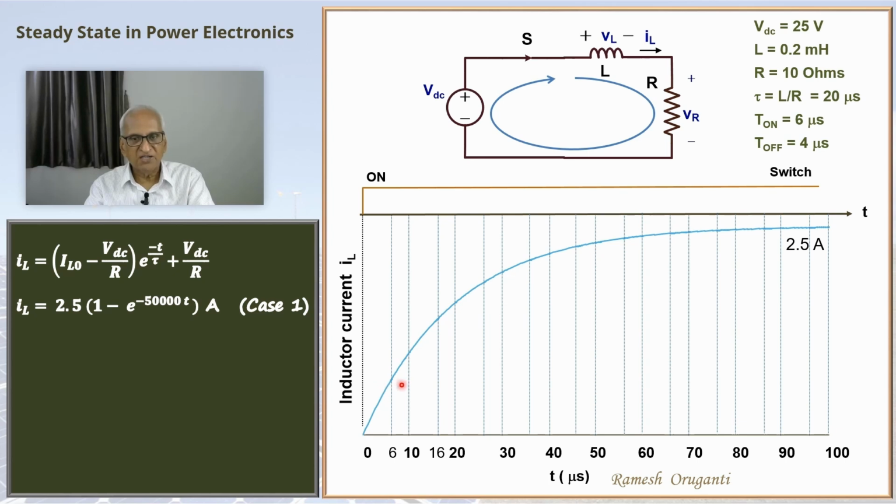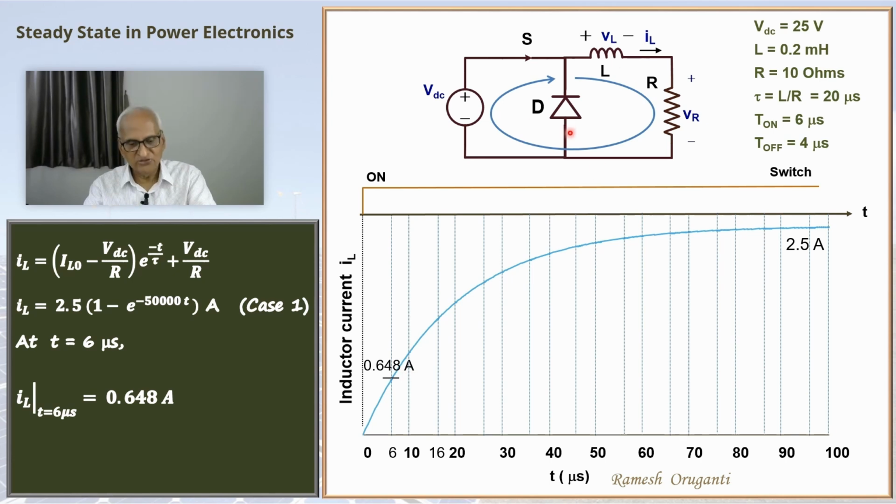So let us find the value of the inductor current when t is equal to 6 microseconds. Let's plug in t equal to 6 microseconds and calculate the value of IL. So IL at 6 microseconds is 0.648 amperes. You can check it out by doing the calculation. So this is 0.648 amperes. Just remember the diode is still there, so I'm bringing it back in.